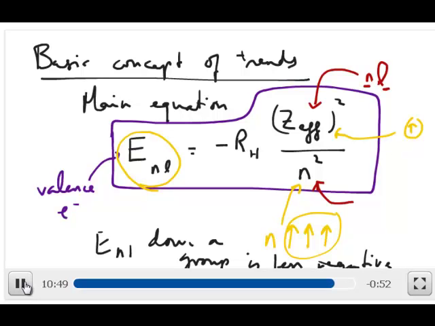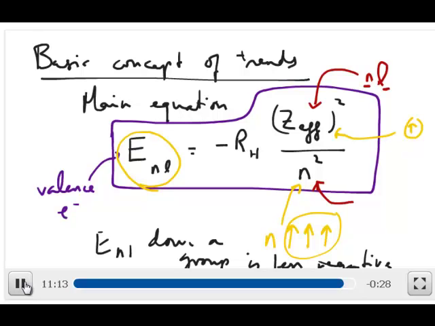Less negative just means that it's less stable. Remember, the more negative an electron's energy is, the more stable it is because it's a lower value. However, the less negative it is, the more unstable it is. So in other words, your electron becomes less and less stable, and as a result, that affects its other properties.